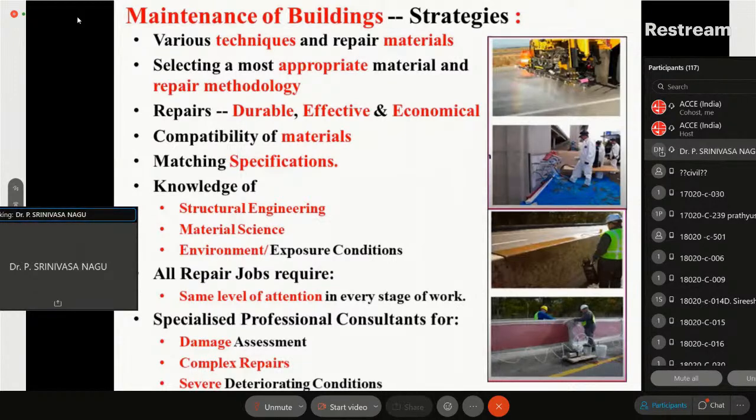Because of all these things, specialized professional consultants are now available for damage assessment and complex repairs. Especially when deteriorating conditions are severe, you have to go for professional advice and take good care. Otherwise, you will have to spend more later on. Even after spending more, we will not get appropriate results when things go beyond the threshold.